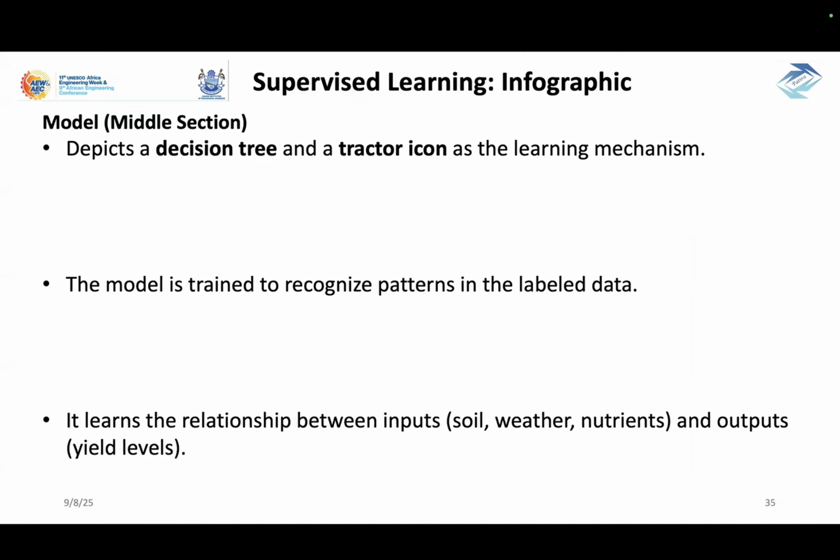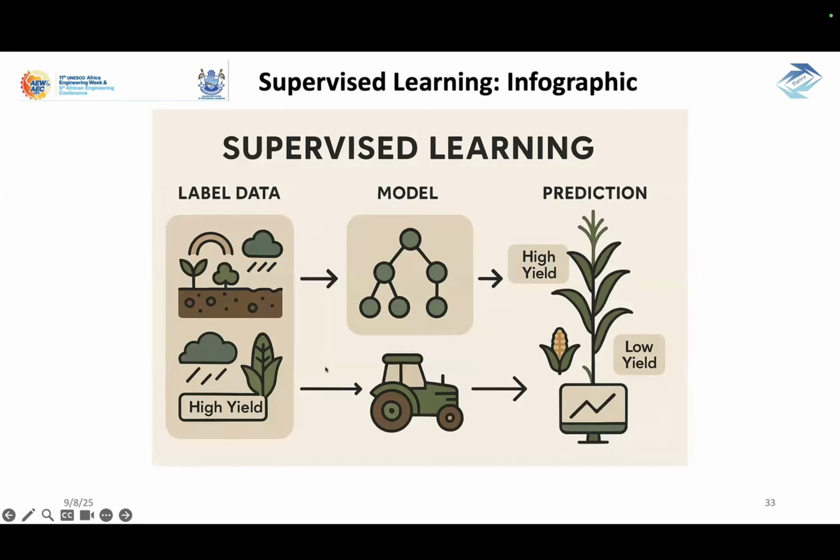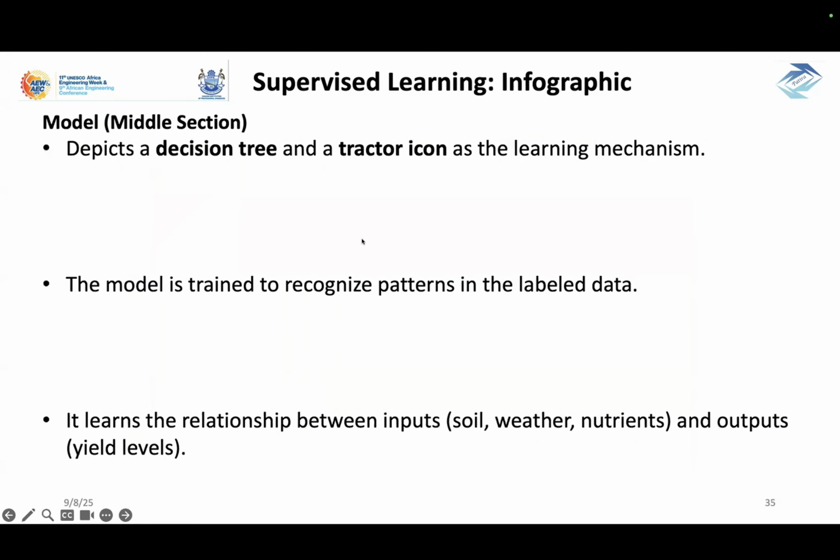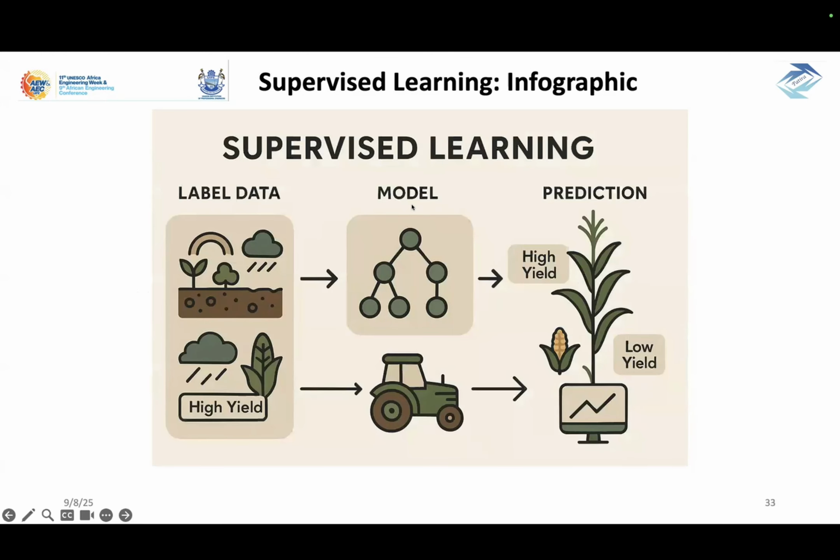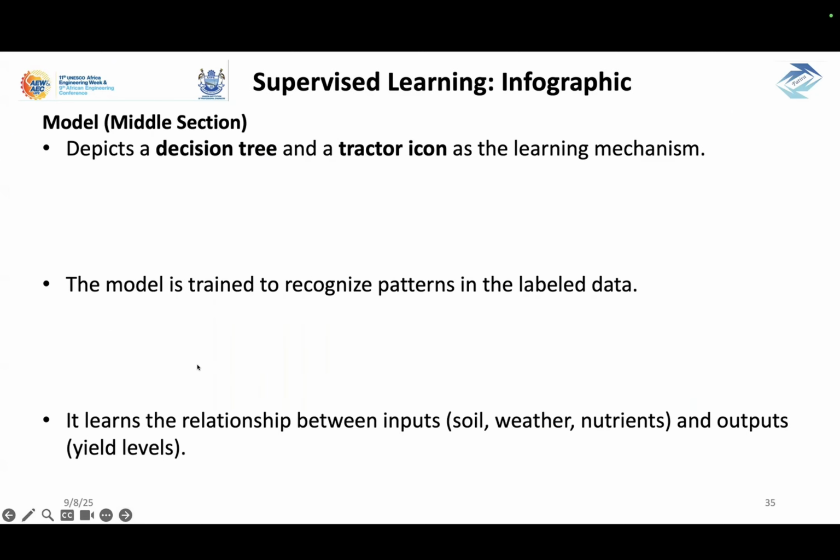Now the middle section, the model. This depicts a decision tree, or a tractor icon as the learning mechanism. I put a tractor here as the learning mechanism. This model learns from what was labeled. So the model is learning now, so that in the future it can predict whether it's a high yield or a low yield. So that was the model.